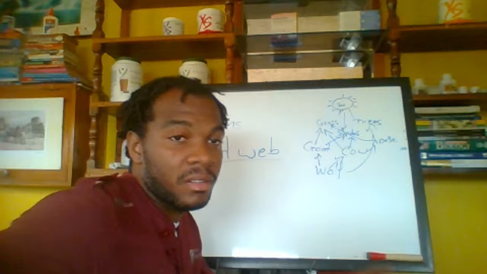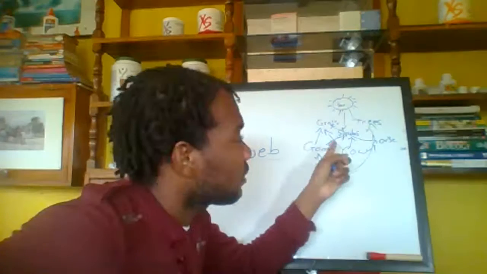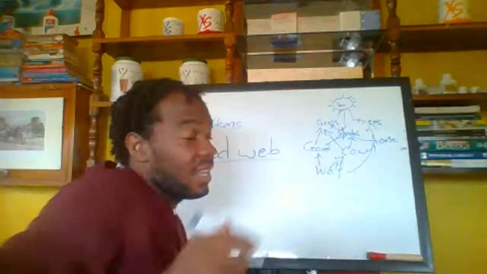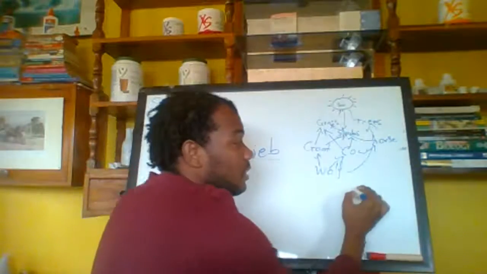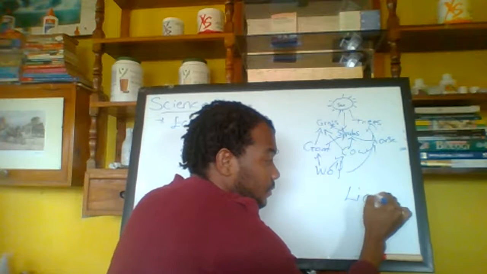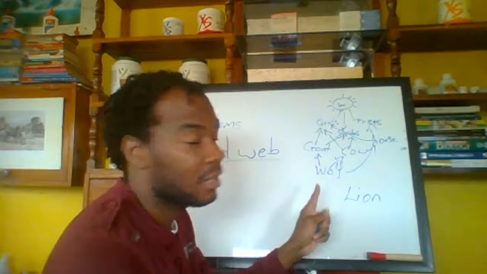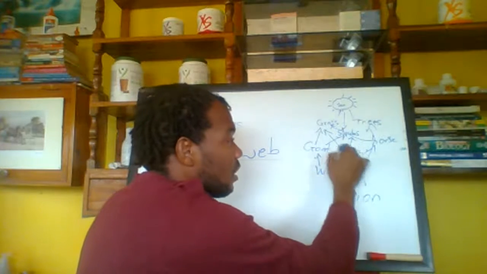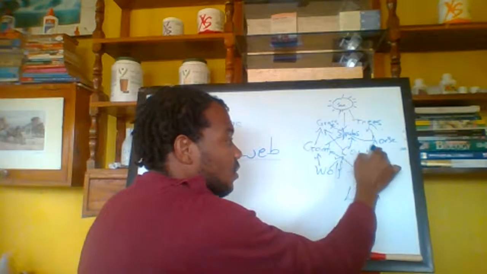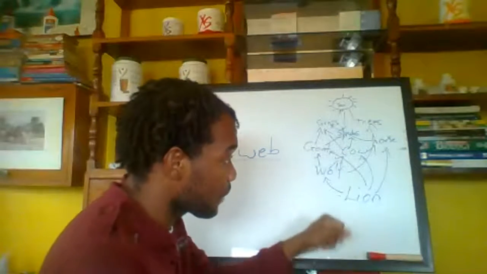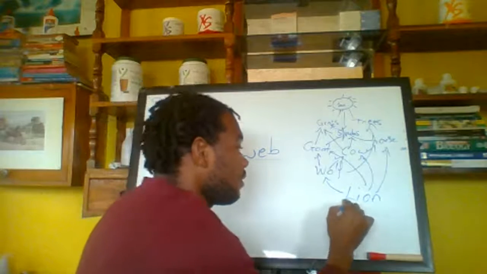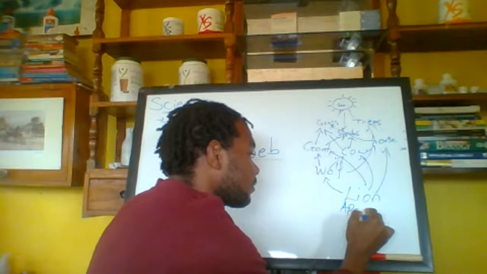Then the wolf would eat the cow, the goat, and the horse. And then it can even get more complicated with where there's a lion, which would be the apex predator. This apex predator would eat the goat, the cow, the weak. So the apex predator is at the top of the food chain.